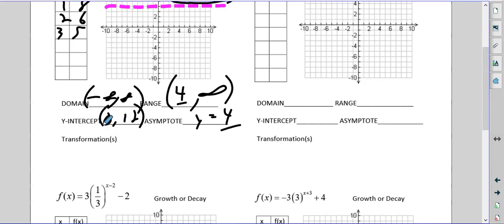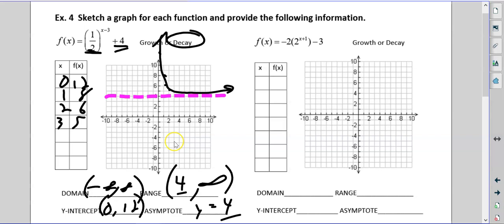And then the transformations were up 4 and right 3. Remember, inside lies. Okay, so this one has a base of 2, which means it's growth. This is my asymptote. So I'm going to put that in right away at -3. That's not the best straight line, but you get the gist.